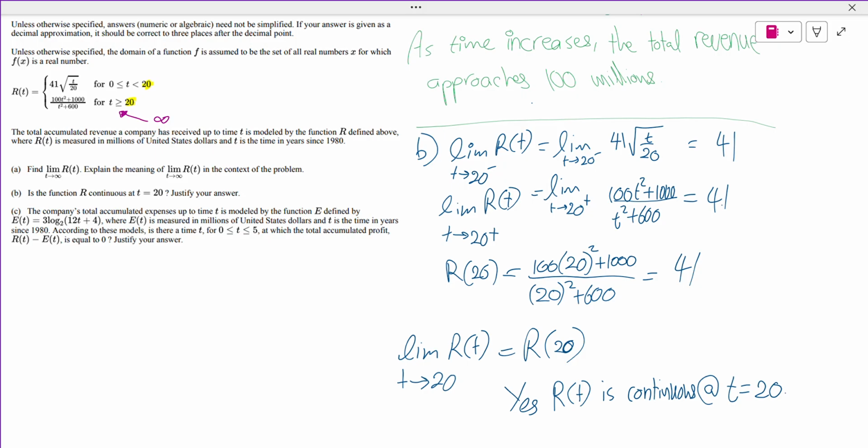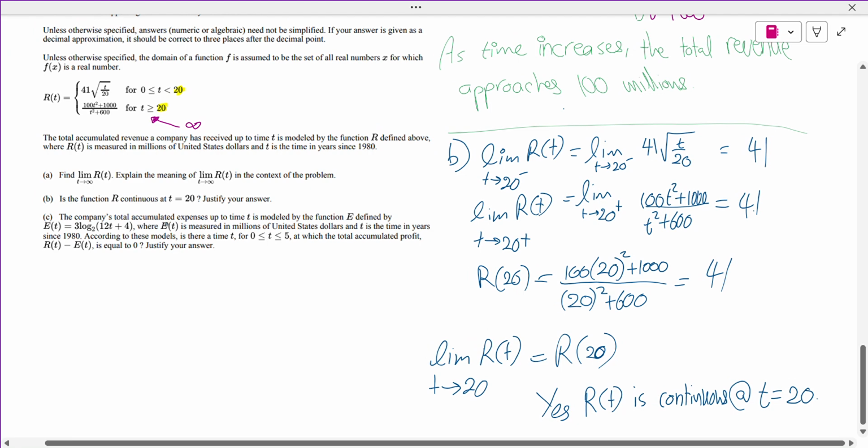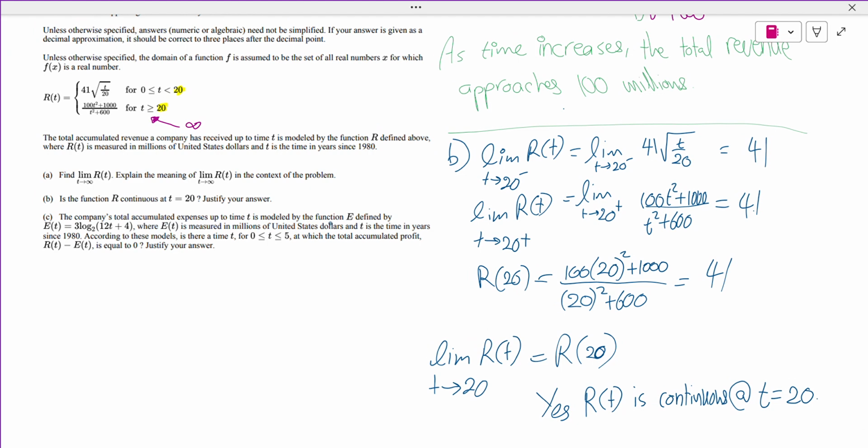So for part C, it says the total or the company's total accumulated expenses up to time t is modeled by the function e. So the question is introducing another function, which is e of t. It represents the expenses, the total accumulated expenses. It's measured in millions as well.